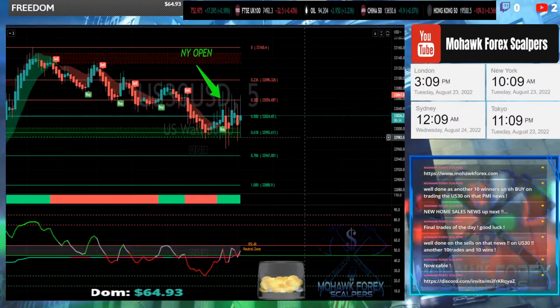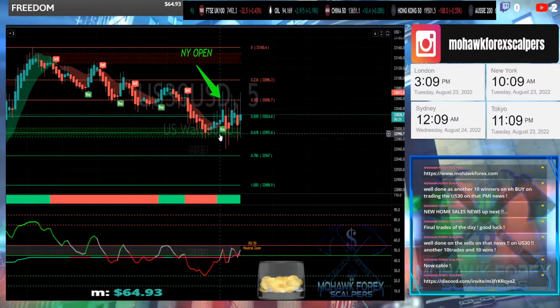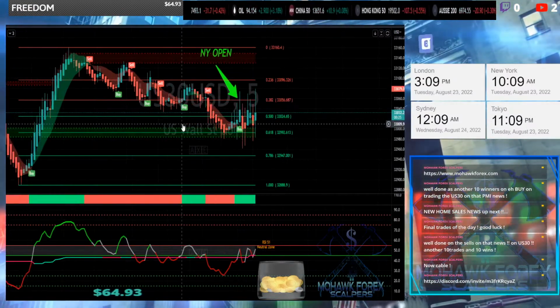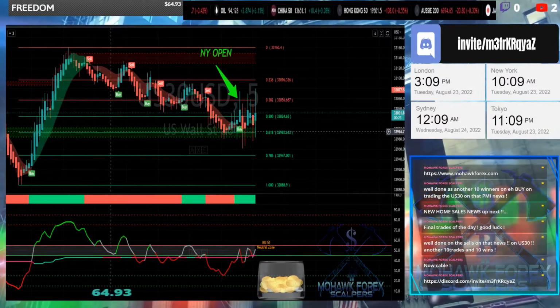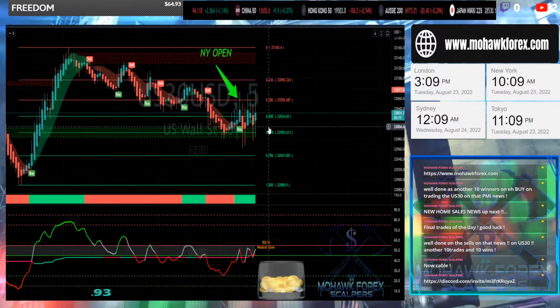US30 is doing what I thought. It's ranging. You see, it's a fight between the bad news, which pushed it up initially, pushed it down again, and now back up again because we've got this demand zone. So it's not smooth. So for the time being, I'll probably avoid US30. Let's wait for a proper break.